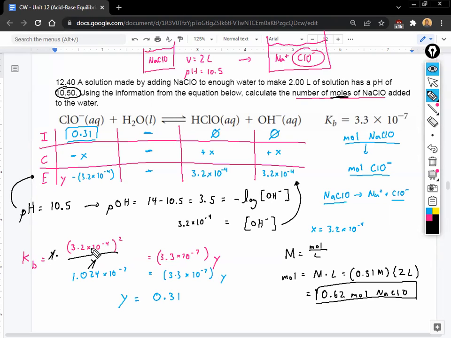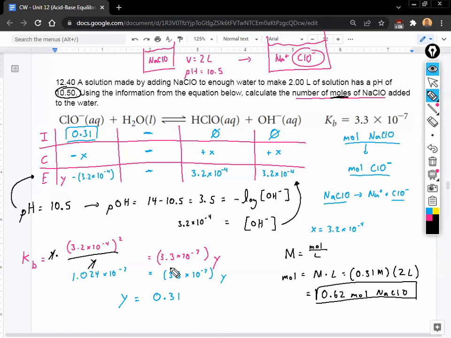And I just did 3.2 times 10 to the negative 4 squared. That gives me 1.024 times 10 to the negative 7. And then we would just divide both sides by 3.3 times 10 to the negative 7. And that's how you get 0.31. So the math is 3.2 times 10 to the negative 4 squared divided by 3.3 times 10 to the negative 7.